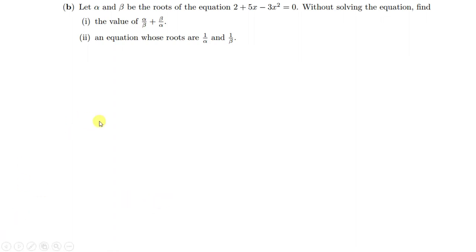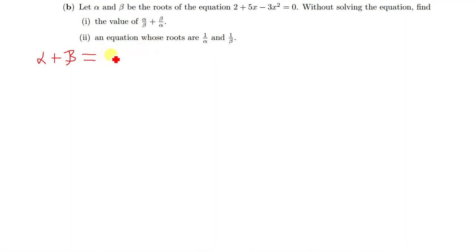So the first thing that you need to understand when you see such questions is to find alpha plus beta. Whenever you're solving such a question, these are very important. You write them somewhere before you start writing. Actually, you put them on the paper.